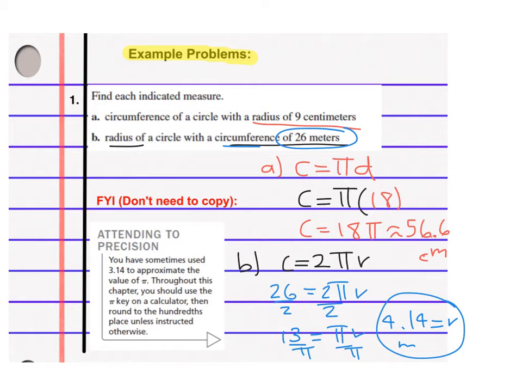All right, and then I just put this FYI right here. You don't need to copy it, but if you are doing your homework or problems on Big Ideas, they're going to want you to use the actual pi key on your calculator and round to the hundredths place.